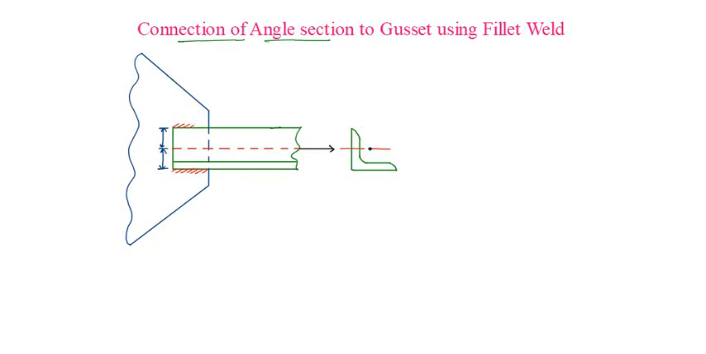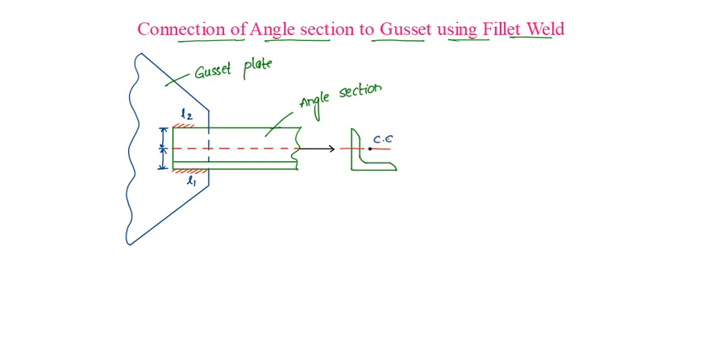Connection of angle section to gusset using fillet weld. So this is the angle section which is connected to the gusset plate using longitudinal fillet welds of length L1 at the bottom and L2 at the top.